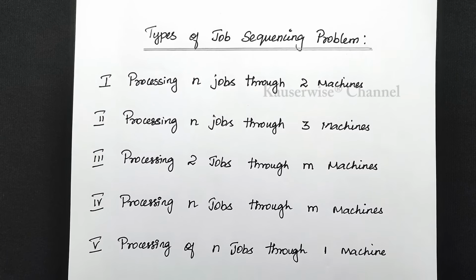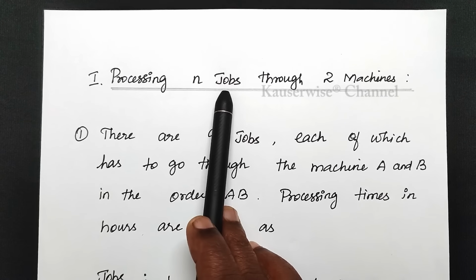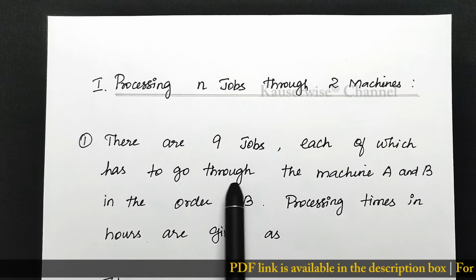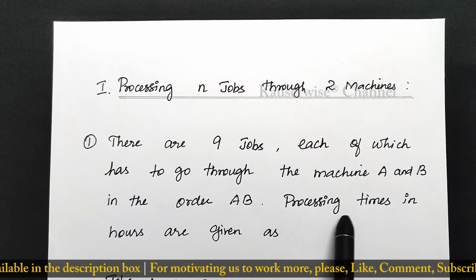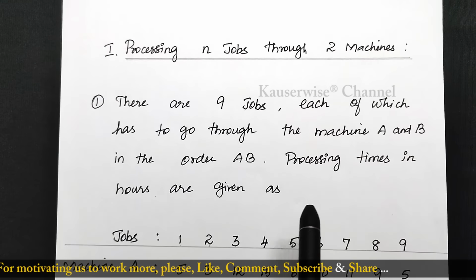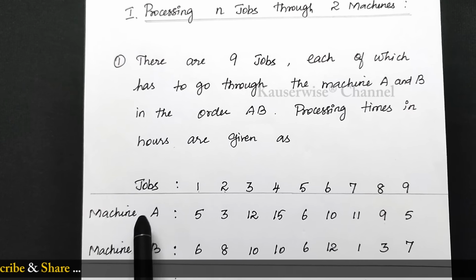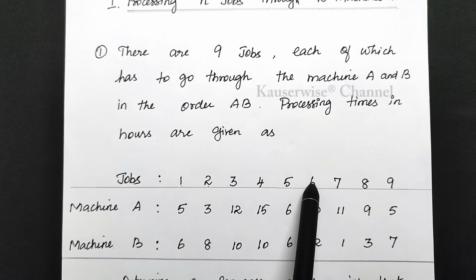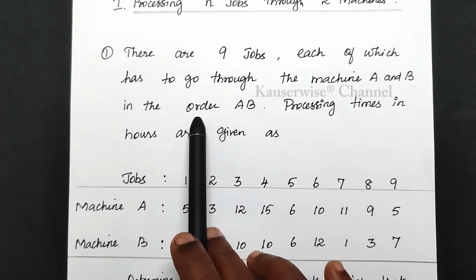Now we are going to see the numerical problem for the first one, that is processing n jobs through 2 machines. There are 9 jobs, each of which has to go through machines A and B in the order AB. Processing times in hours are given here. We have 9 jobs and 2 machines, machine A and machine B, and these are the processing times. Each and every job has to be processed through machine A first and then machine B. So, this is the order.